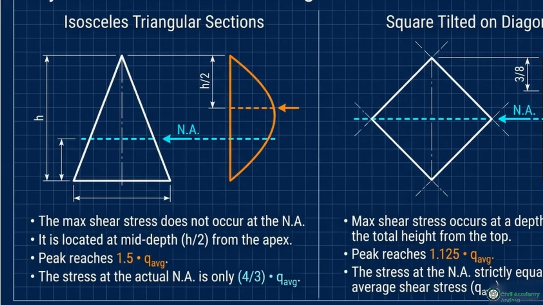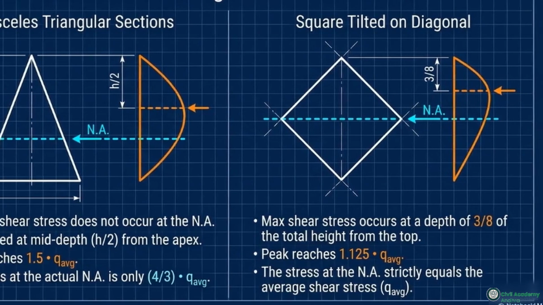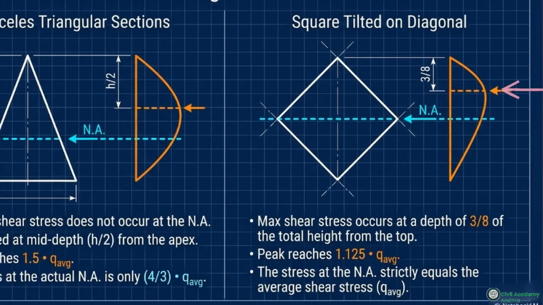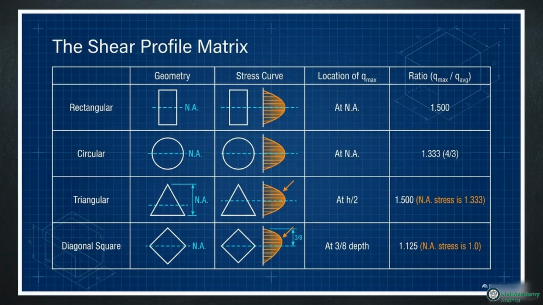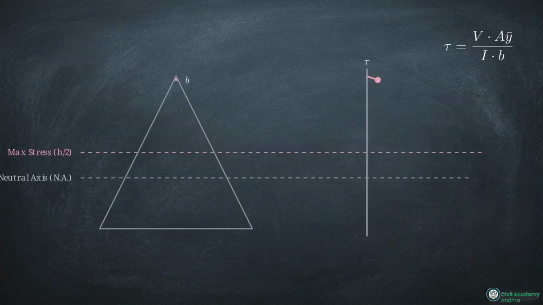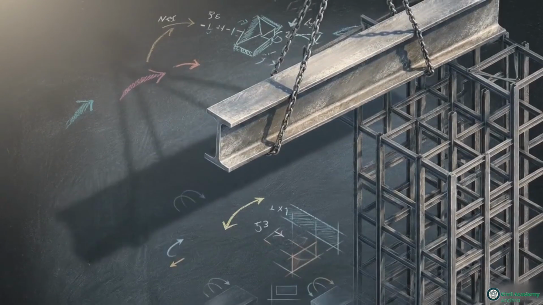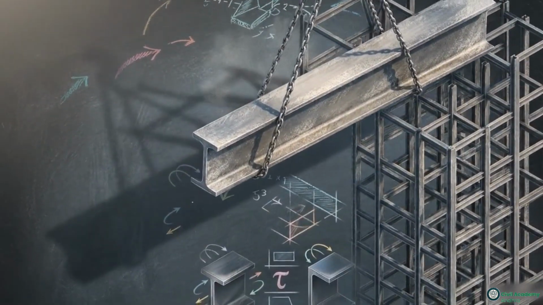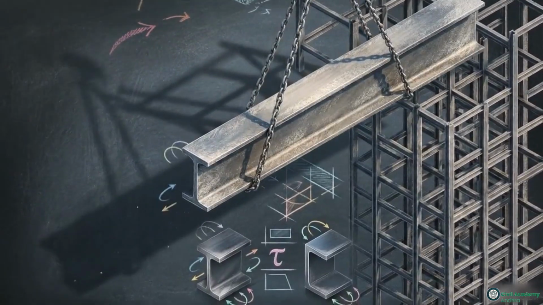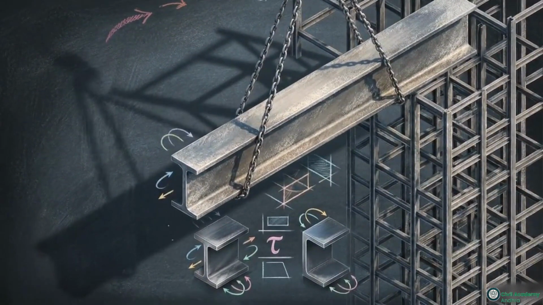A square tilted on its diagonal exhibits the same behavior, with the maximum stress shifting to a depth of 3/8 from the top tip. The full matrix of solid shapes confirms that width is the primary factor in determining where the stress peaks. When the physical width of a shape increases faster than the accumulation of its area, the point of maximum shear stress is mathematically shifted away from the neutral axis. Structural engineering utilizes these geometric relationships to design built-up shapes that place material only where it is most effective.